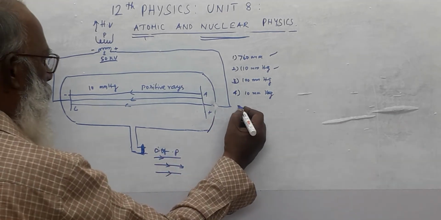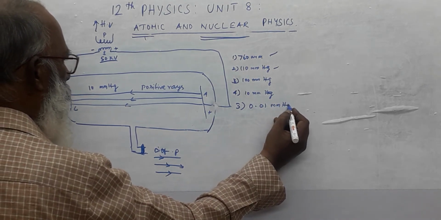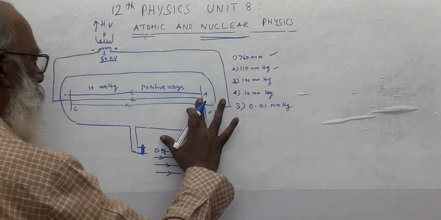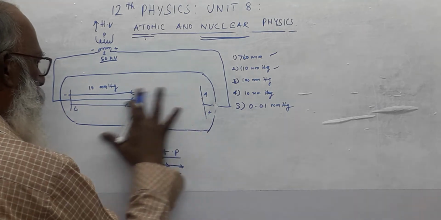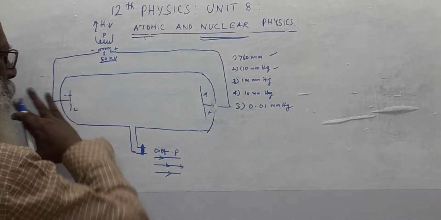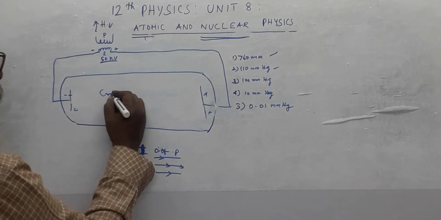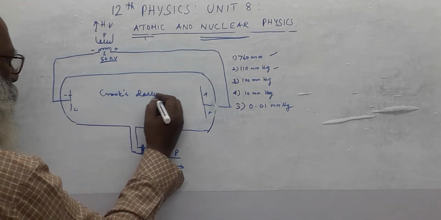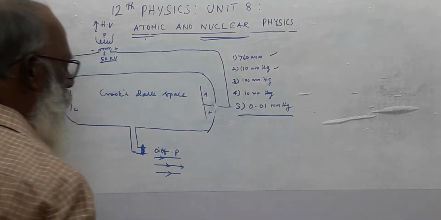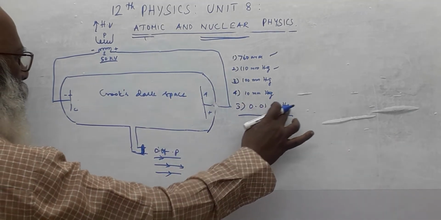Again, they reduced the pressure inside the tube to 0.01 mm mercury pressure. Then the positive rays and positive column disappear at that mercury pressure, and that is called completely dark space. This was discovered by Crookes. That's why this is called Crookes dark space. This is a very important concept. You have to understand clearly. Crookes dark space happens at a mercury pressure of 0.01 mm mercury.